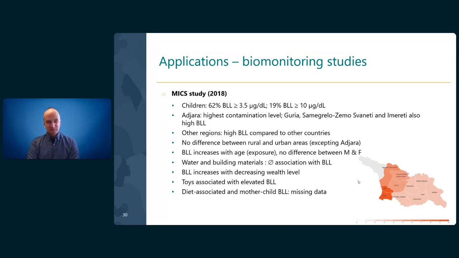But what this study has shown is that 62% of children have a blood lead level higher than 3.5 micrograms per deciliter, and almost 20% higher than 10 micrograms per deciliter, which is quite high. Ajara, which is one of the areas of Georgia, has the highest contamination level, followed by Guria, Samegrelo, Zemo Svaneti, and so on.